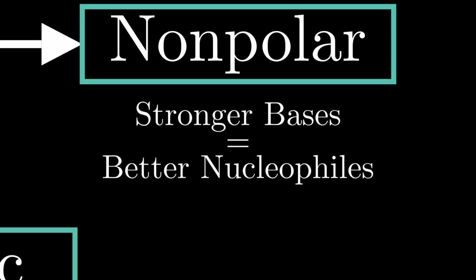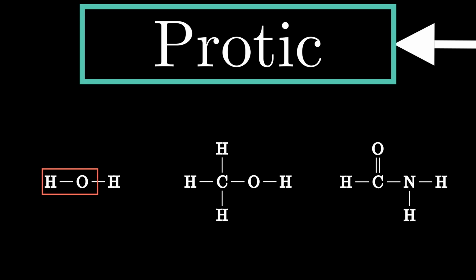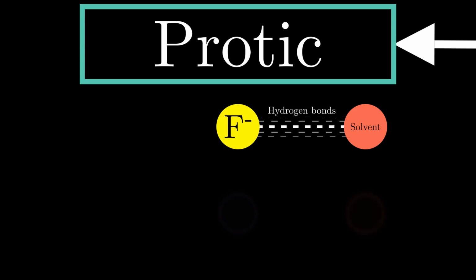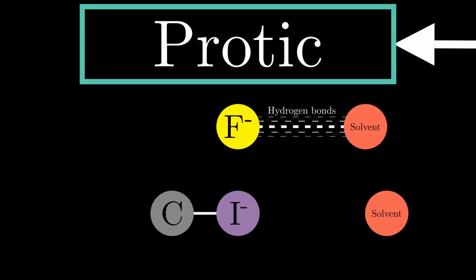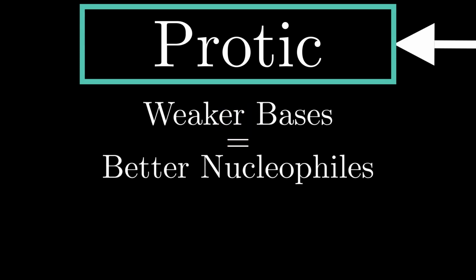This contrasts significantly with polar protic solvents such as water, methanol, and formamide. Unlike nonpolar solvents, these have at least one hydrogen bound to oxygen or nitrogen, which results in ion-dipole interactions or intermolecular forces called hydrogen bonds. Strong bases like fluoride are strongly attracted to protic solvents, whereas weak bases like iodide are only weakly attracted. This means if fluoride encounters the intended carbon target, it can't break away from the solvent, but the iodide can break away from the solvent and stick to the carbon. We can conclude that in protic solvents, weaker bases are better nucleophiles.